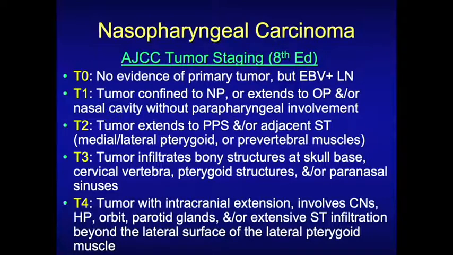The other thing that's a little bit different in particular is this T2 tumor. T2 is now tumor that extends to the parapharyngeal fat as well as the adjacent soft tissues. So if you have infiltration of the medial and lateral pterygoids or the prevertebral musculature, it remains a T2 lesion. And just with T staging of all head and neck squamous cell carcinomas, the higher the T stage, the more invasive.